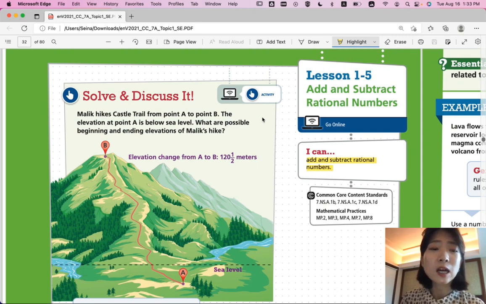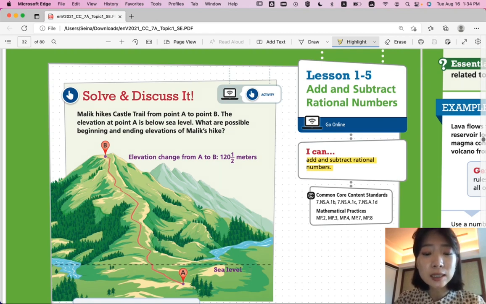Let's start with solve and discuss it. Malik hikes Castle Trail from point A to point B. The elevation at point A is below sea level. What are possible beginning and ending elevations of Malik's hike?